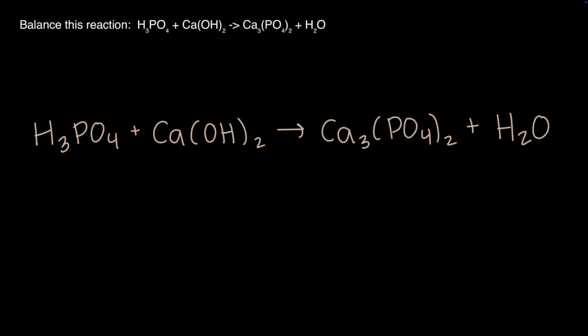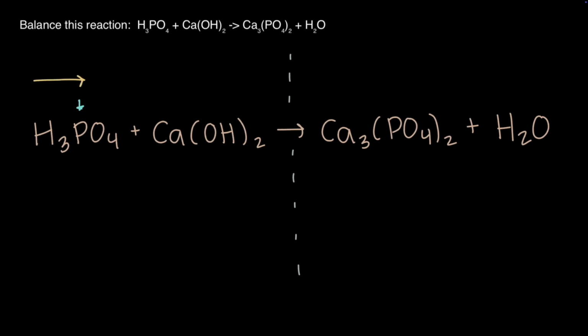Balance this reaction. H₃PO₄ plus CaOH2 creates CaCl3PO₄ plus H₂O. To balance, I will start with the first element in the first compound. If it only appears once on each side, it is a good element to start with. Hydrogen appears in multiple places, not once on each side, so we will save it for later. I will move to the next element, scanning left to right.